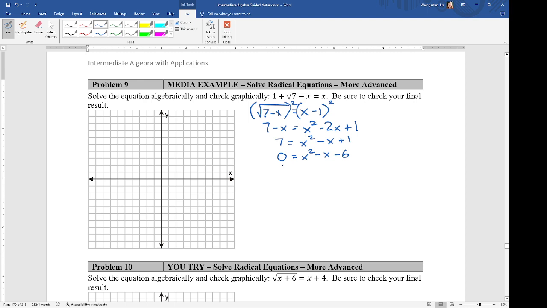Now I'll factor this and get two solutions. So I'm going to get x is equal to 3 or x is equal to negative 2. Now I have to check these solutions. I'm going to plug each one into the equation and see which one comes out right. I'll start with 3.